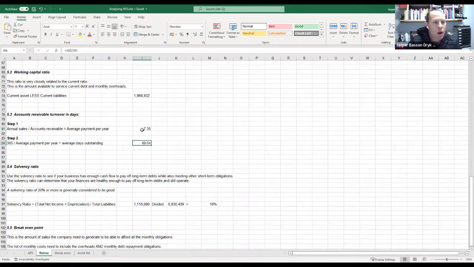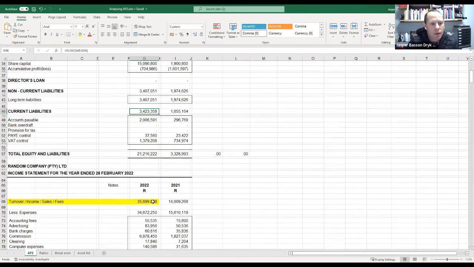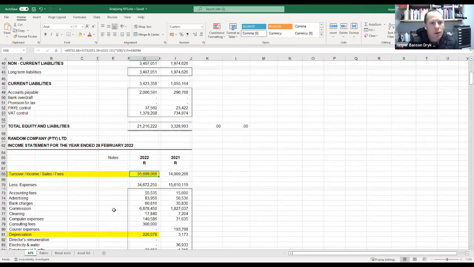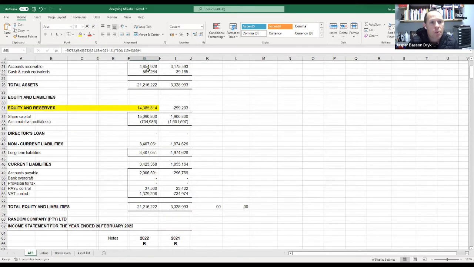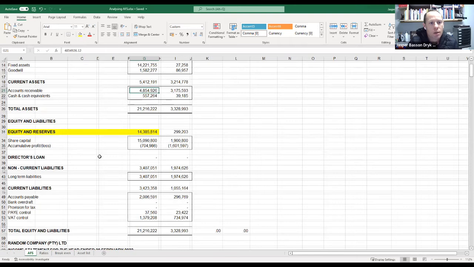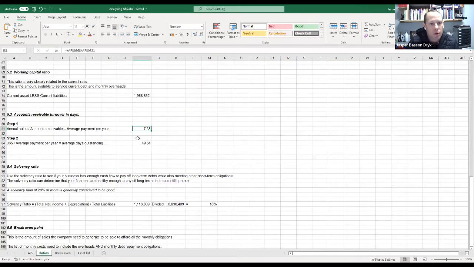So the first step would be, I go to my annual sales and I divide the actual accounts receivable into it. And this will give me the average payments I receive from clients on an annual basis. So this company collects their debtors 7.35 times per year. And the calculation works as follows. I take that annual sales divided by my accounts receivable amount that's on my balance sheet, and I get the 7.35.